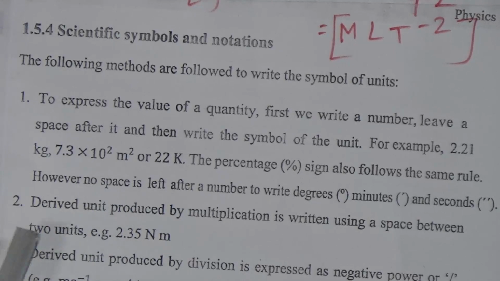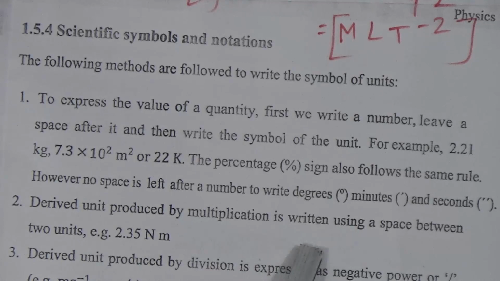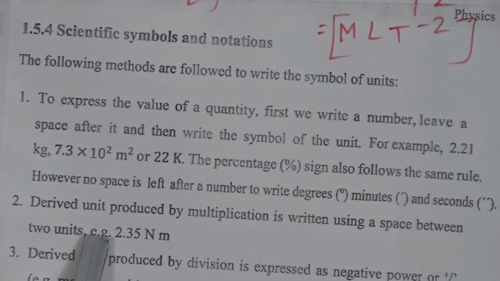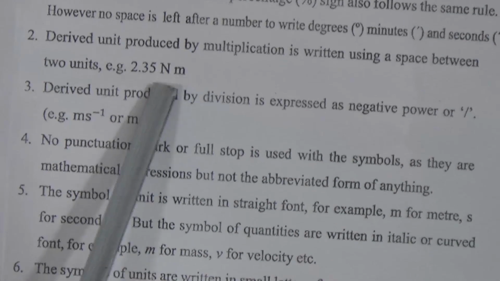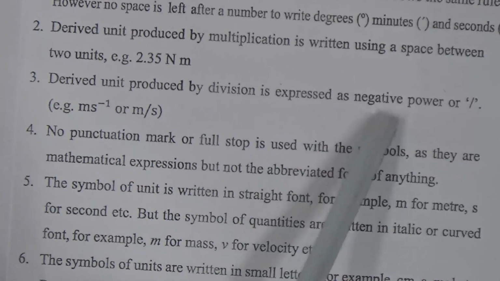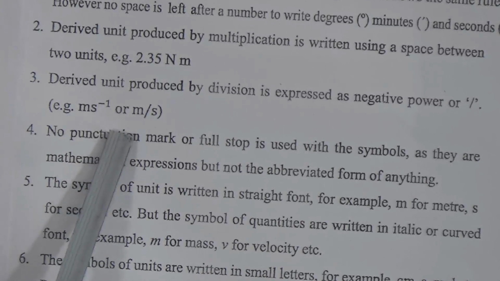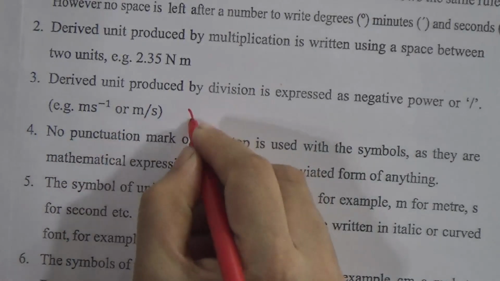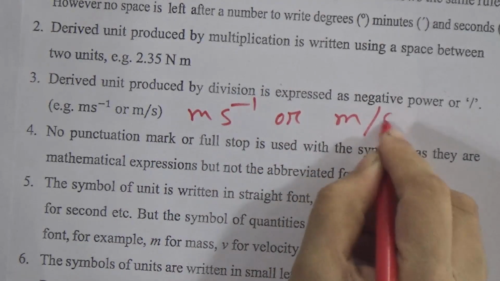Then 7.3 into 10 to the power 2 meter squared, and the percentage sign also follows some rules. Number 2, a derived unit produced by multiplication is written using a space between two units. For example, 2.35 newton meter, with a space between newton and meter. Number 3, a derived unit produced by division is expressed with a negative power, for example, meter per second.